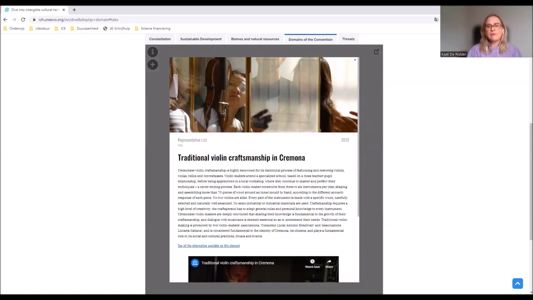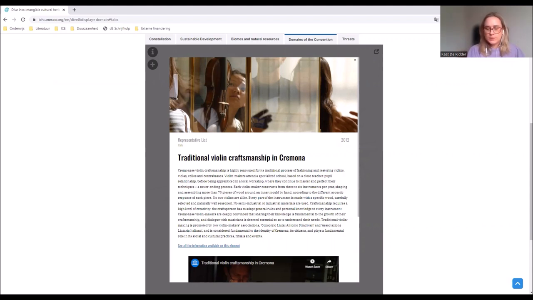domain of traditional craftsmanship. Now, on average, a violin maker only makes 3 to 6 instruments per year, and every instrument and every part of the instrument is made with a very specific type of wood, which is carefully grown, selected, and prepared for this particular use. So it's a practice that is very much in touch with the natural materials that it makes use of, and it is thus also related to the domain and practices on nature and the universe.